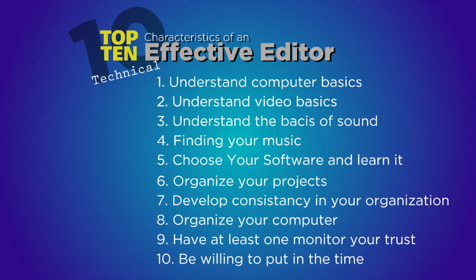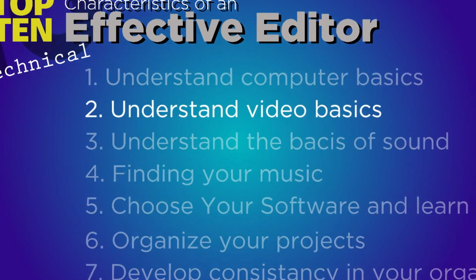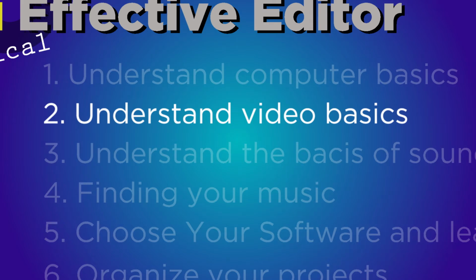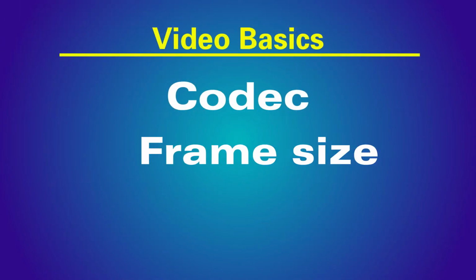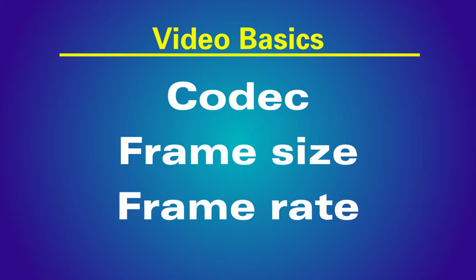Thanks for watching. Today we're continuing our discussion about characteristics of effective video editors in the technical aspect. And number 2 is knowing the basics of video. So I've broken this into 3 subcategories: codecs, frame size, and frame rate. These are important to know because your content is shot using these parameters. You're going to edit using these parameters, and it's going to be displayed back at your final location using these parameters. So it's important to at least understand these basics.